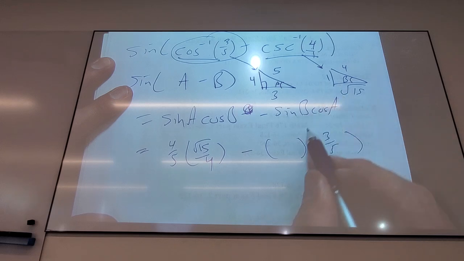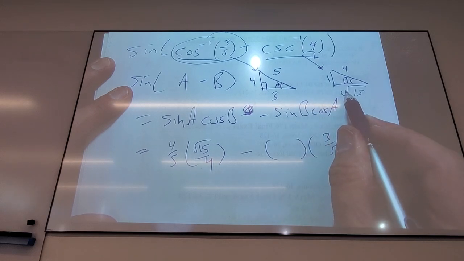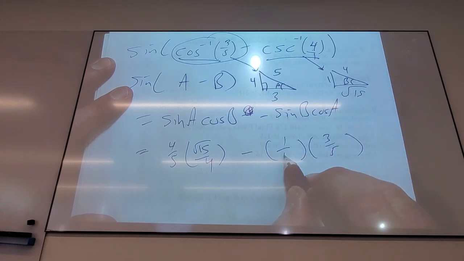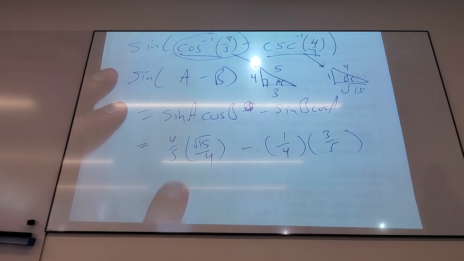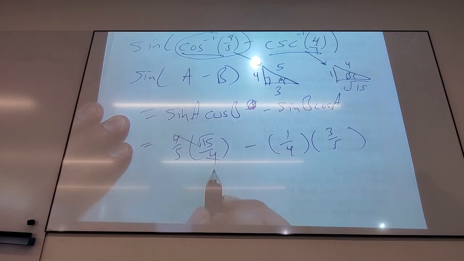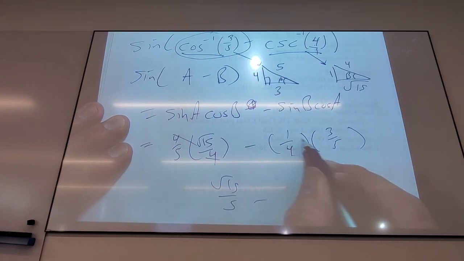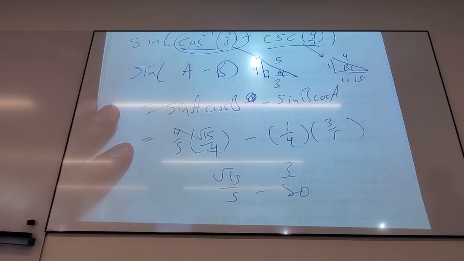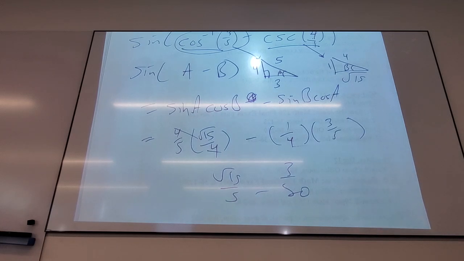And what's the sine of B? 1/4. And now can't you just multiply that, yes? The 4's cancel. Here you get 3/20. I don't know, hopefully that's what I got on the answer key. Yes.